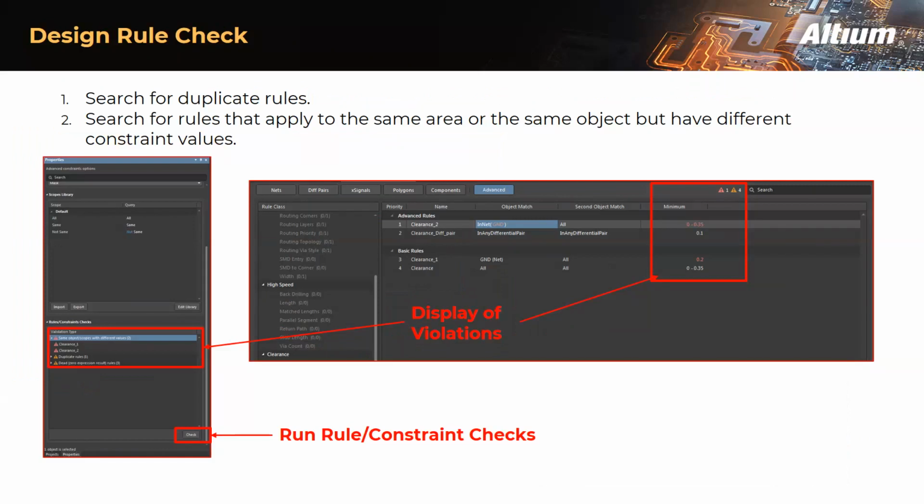This can happen when you import your rules from a previous design as a starting place for a new one. These checks are currently under evaluation, so let us know if you have any requests for new design rule checks to be performed. If you are using the legacy rules and constraints editor, you will find it difficult to detect duplicate rules.